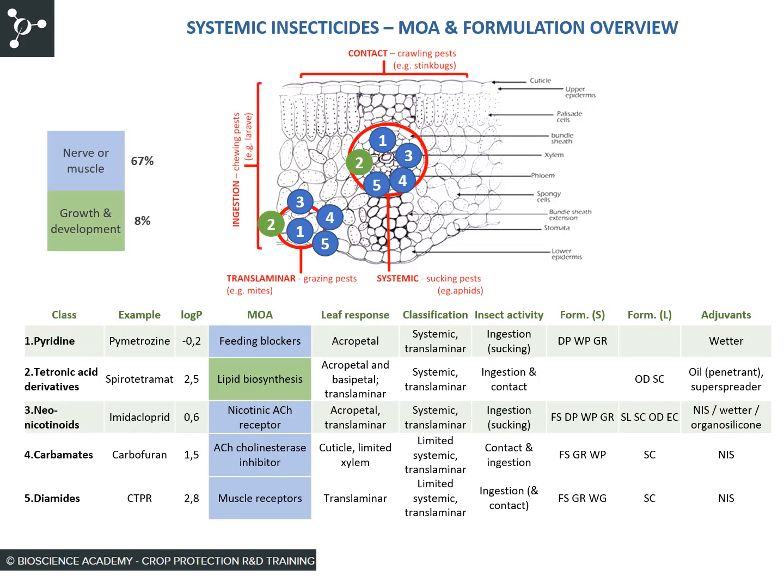Finally, we will be able to combine the content of the previous slides and build up some reference overviews which will provide an easily accessible reference for specific classes of active ingredients on the basis of their physical chemical characteristics, their mode of action, leaf responses, classifications, activity against insects, formulation options, and adjuvant options.